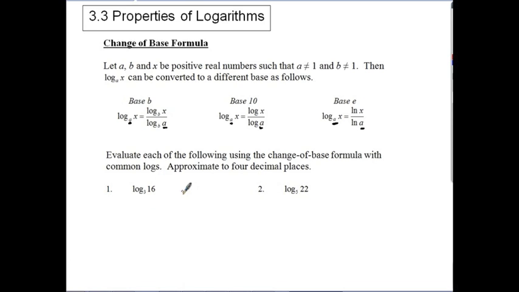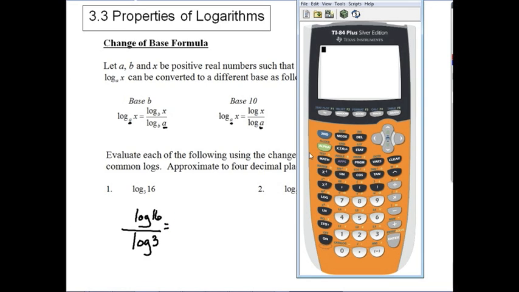So you can change it to any base you want, but since I have to approximate and do it on the calculator, I'm going to do it either to base 10 or natural log, because that's what goes on your calculator. So I'm going to do one of each here. For example number 1, I'll change it to log base 10. So it's going to be log over log, and base 10 is the number there, and so the 3 goes down in the basement of the fraction, and the 16 goes on top in the numerator.